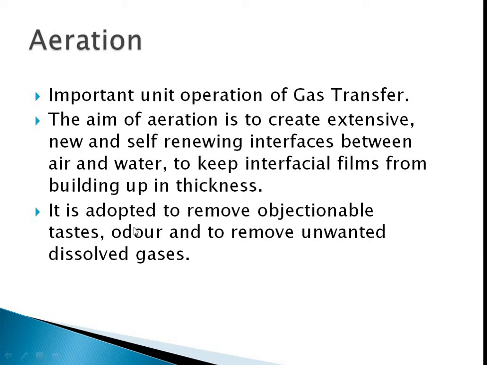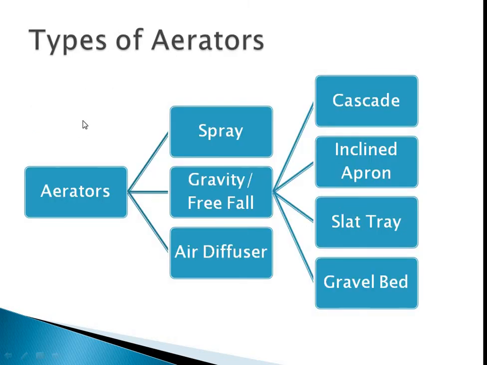Okay. Now why is it used? It is adopted to remove objectionable taste and odor, and to remove unwanted dissolved gases. Okay. Now what are the various types of aerators? Broadly there are two or three types of aerators, that is gravity aerator and non-gravity aerator. The non-gravity aerators are further classified into two types, that is spray aerator and air diffuser aerators.